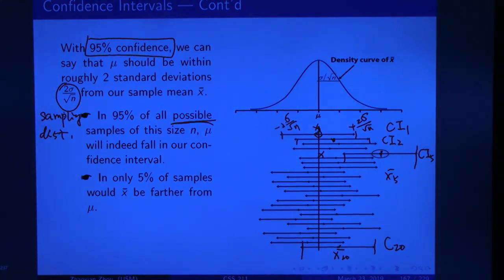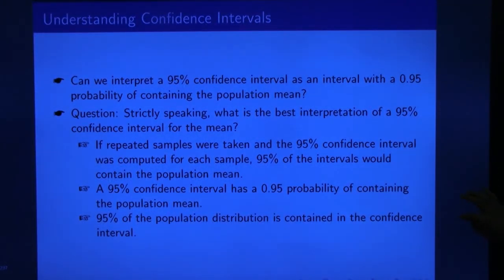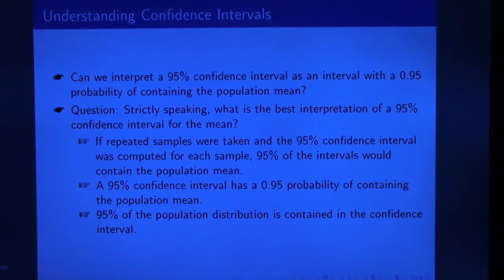There will be a lot of confusing statements about this 95% confidence, which we are going to discuss or examine at a later time. But here, we mentioned this several times, the meaning of this 95% confidence interval. Okay, let's see how to understand this and some confusing statements. Can we interpret a 95% confidence interval?